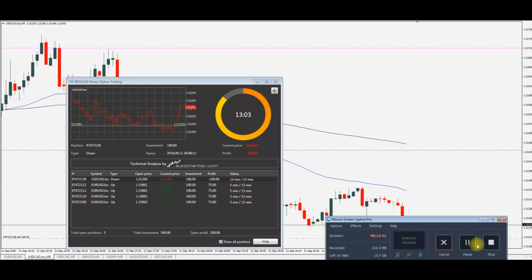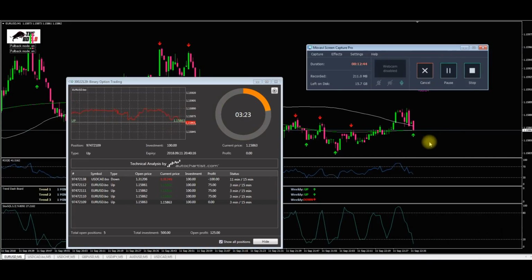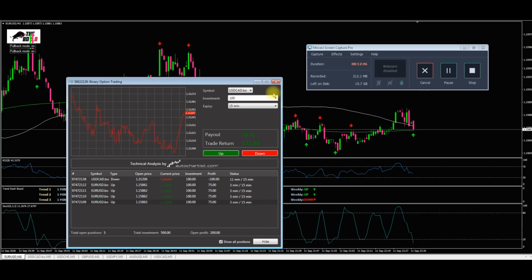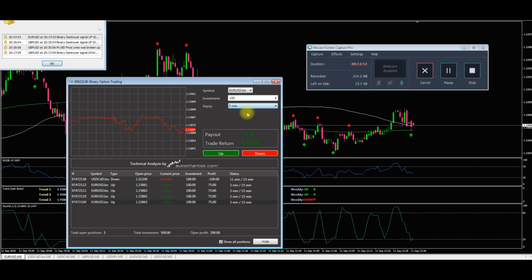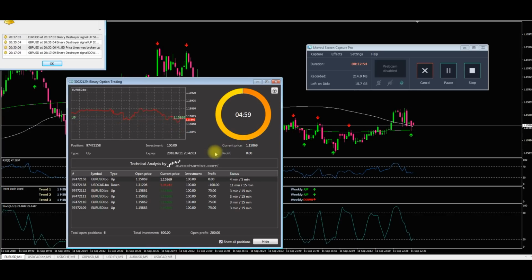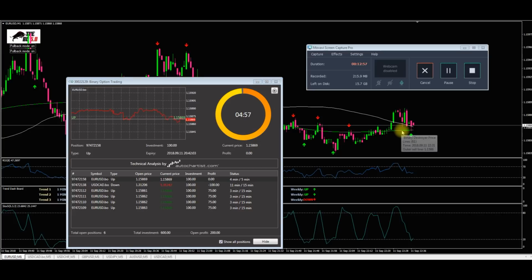Right, so I've just got another signal on Euro USD, and I want to quickly show you something. If I am allowed to take this trade, yep, I'm in. There we go. I've just taken another cool trade on Euro USD, and I want to quickly show you something.